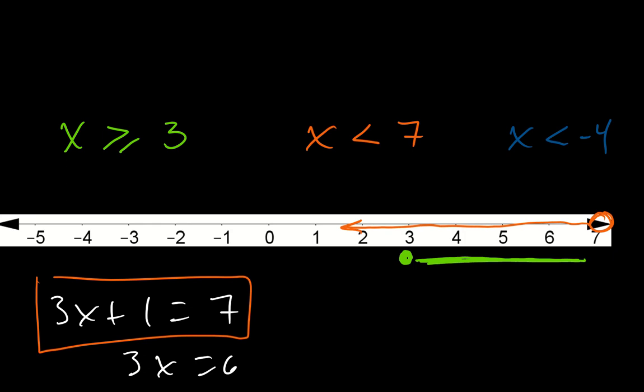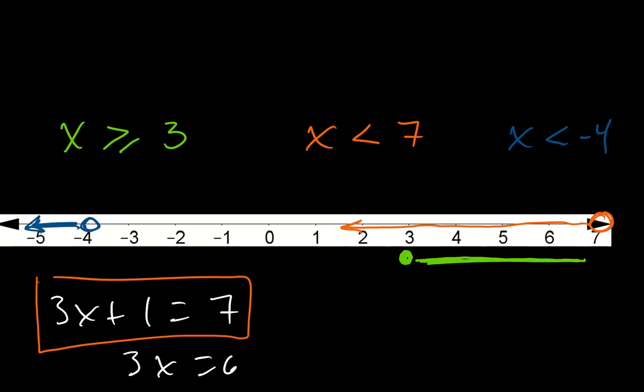And then the last one up there is x's are those things that are less than -4. So again, this is an open circle at -4, because we're not including this boundary condition, right? -4 is not a solution, but all those things that are less than -4.